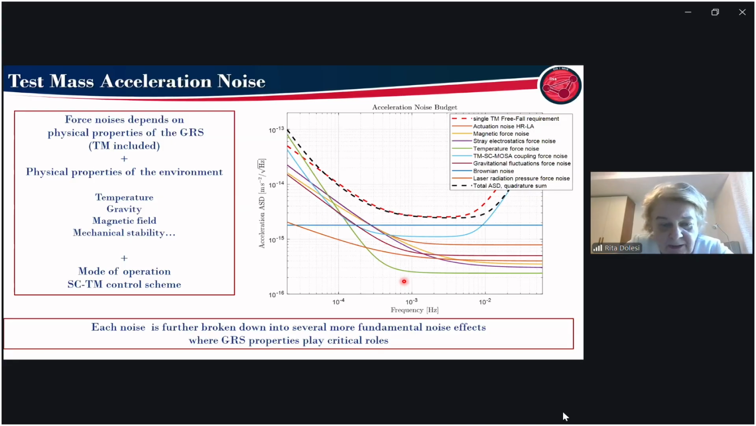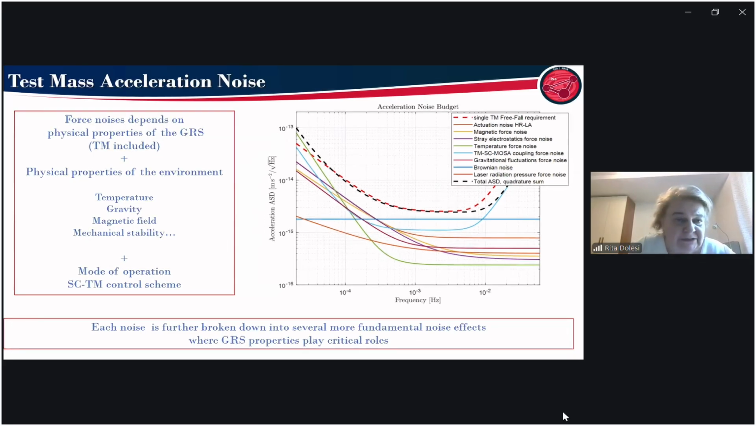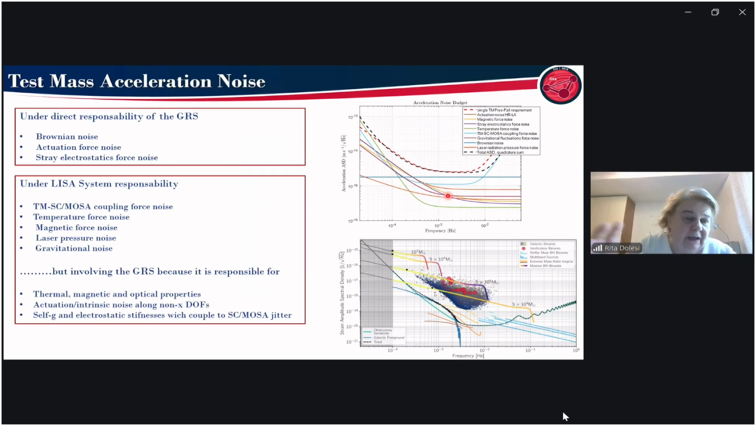Here is shown the amplitude spectral density together with the total acceleration noise requirement. Each of these noises is further broken down into several more fundamental noise effects, where the GRS is playing a significant role. Usually, and for the implementation of the GRS, we separate what we consider the noise sources that are under direct responsibility of the gravitational reference system from those that also involve the environment, and so they are under the LISA system responsibility. For the GRS, we have the Brownian noise, actuation force noise, stray electrostatic force noise.